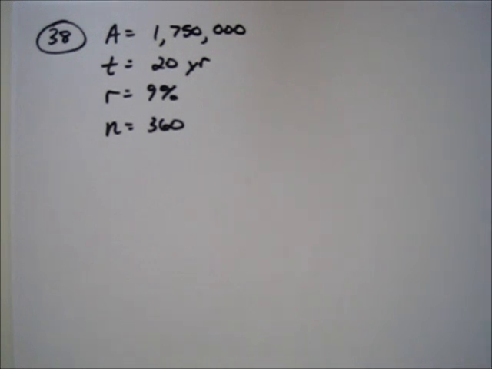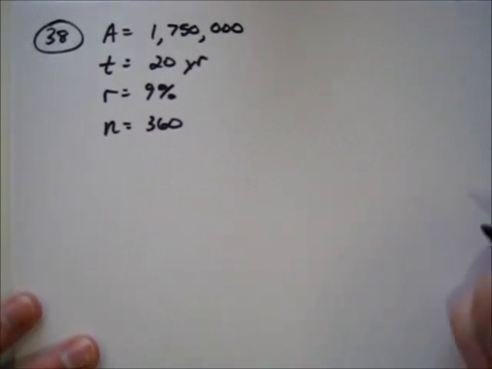Part A, how much money will the board need to raise at this time to meet the city's water tower needs at the end of the 20 years? Now again, they're asking for how much do you need now. So that means in the present. So this is a present value problem.